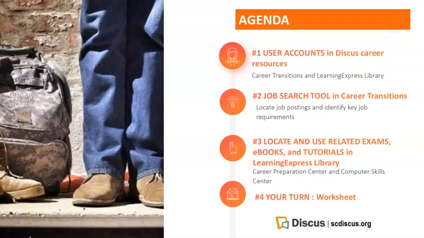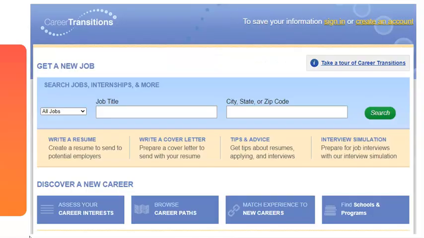So let's get started. You can access Career Transitions through the Discus platform at scdiscus.org, particularly if your public library uses that as its main access point. Many of the public libraries have their own electronic resources linked from their website, obviously, so some of you will locate it that way.